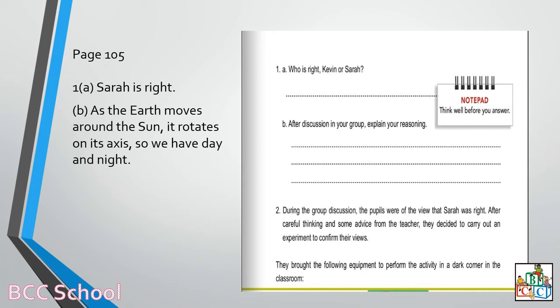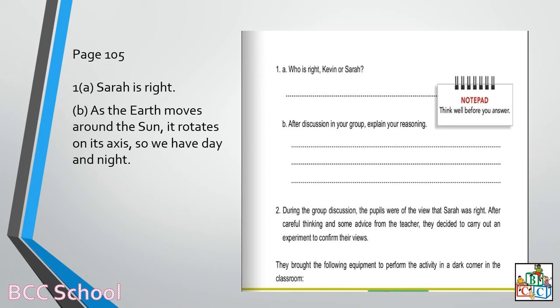One answer could be, as the earth moves around the sun, it rotates on its axis. So we have day and night. You are going to write this answer but in your own words. I will be checking your books and all your answers. So this is the answer. As the earth moves around the sun, it rotates on its axis. So we have day and night.